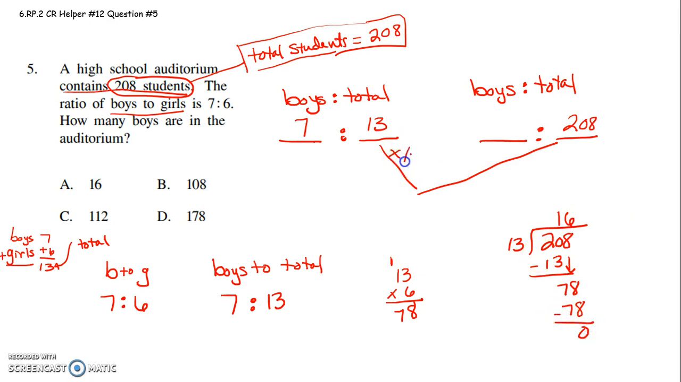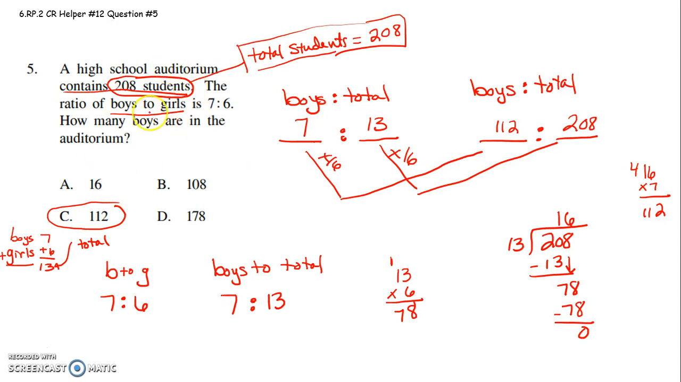So we're multiplying by 16 here, which means we have to take 7 and multiply it by 16. So here's my other scrap off to the side: 16 times 7. 6 times 7 is 42. Put down a 2, carry a 4. 7 times 1 is 7, and 4 more is 11. So 112 are boys. There we go.